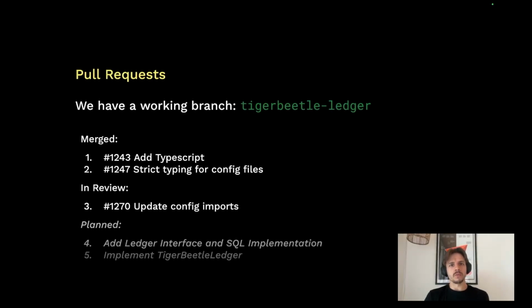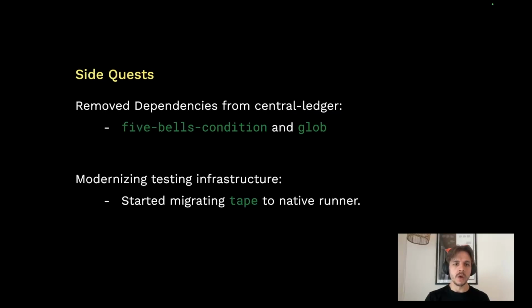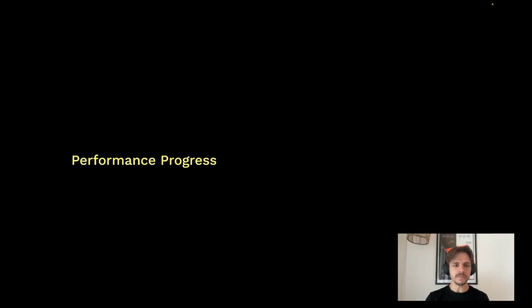We're currently busy at work splitting up all of the changes into reviewable pull requests that live on the branch in Central Ledger called Tiger Beetle Ledger. So far, we have 2 pull requests merged in, 1 in review, and a number of upcoming PRs. We've also been able to remove 2 dependencies from Central Ledger, and we're always on the lookout for more. We're also modernizing the testing infrastructure, moving to the native Node.js testing runner.